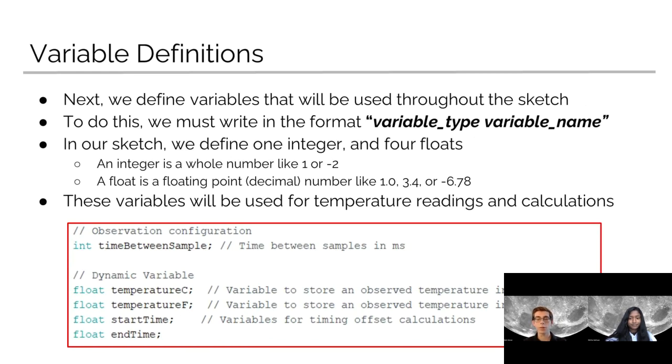Next, we want to include our variable definitions. To do so, we write in the format variable type, variable name. Here we are using 1 integer and 4 float variables. The integer, again, is like a whole number, like 1 or -2, but a float is a decimal number, like 1.0 or 2.0. So here we have a variable called time between sample, which will represent the time between samples in milliseconds, and that will be, again, a whole number. And then we have 4 float variables, 2 for representing our temperature in Celsius and Fahrenheit, and 2 for representing the start and end time of our measurements.